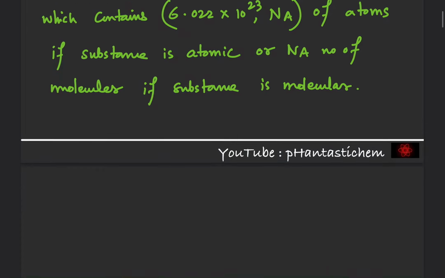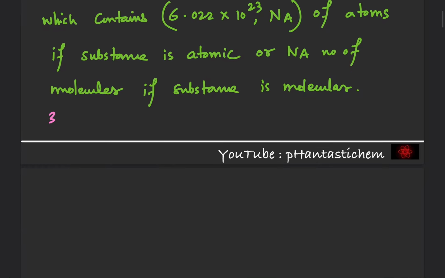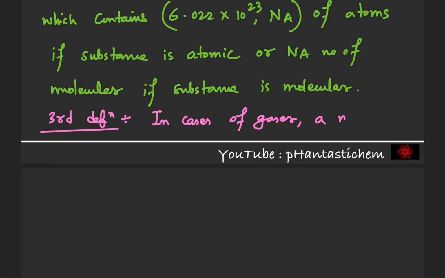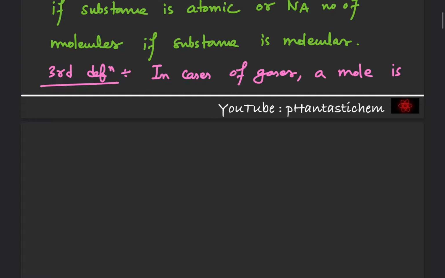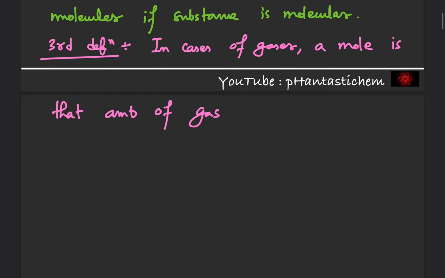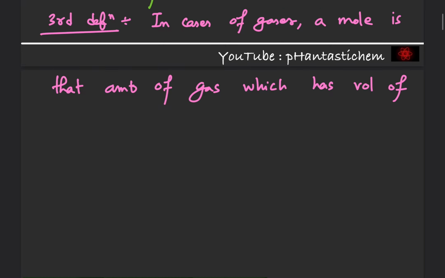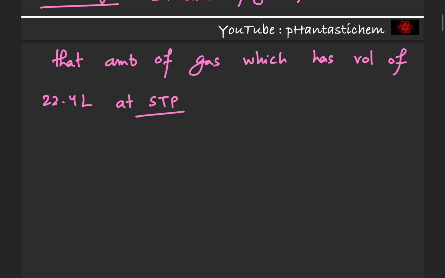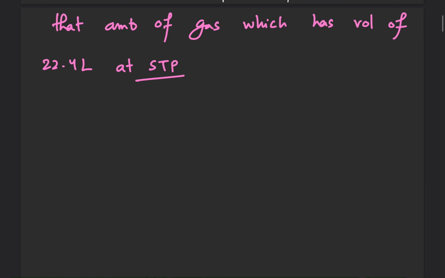And the third definition is for gases: a mole is that amount of gas which has volume of 22.4 liters at STP. STP is standard temperature and pressure, 0 degrees Celsius and 1 atm. Now we can look into the options one by one.